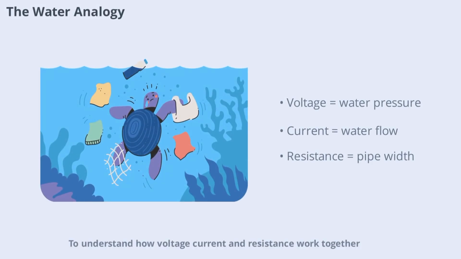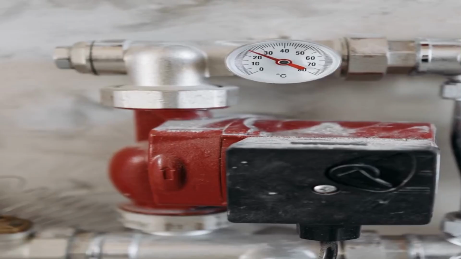Let's understand how voltage, current, and resistance work together. Imagine a simple water system. Voltage is like water pressure, current is the flow of water, and resistance is how narrow the pipe is. High pressure pushes more water through, while a narrow pipe reduces the flow. This analogy helps us visualize how electricity moves through wires and how different factors affect its movement.